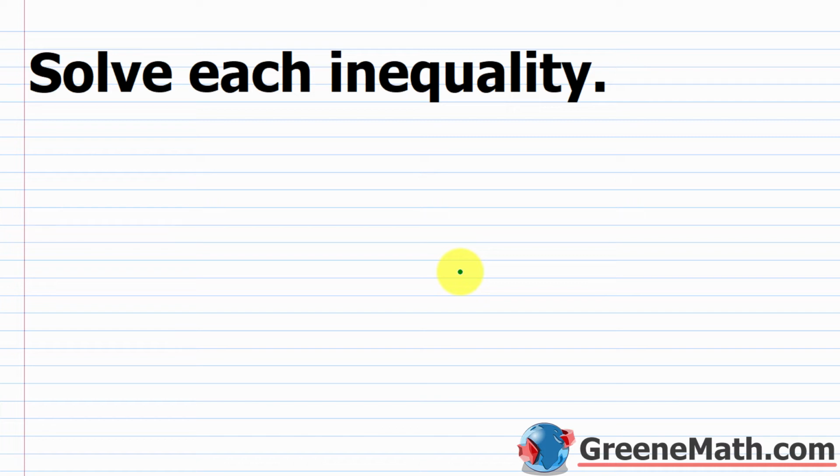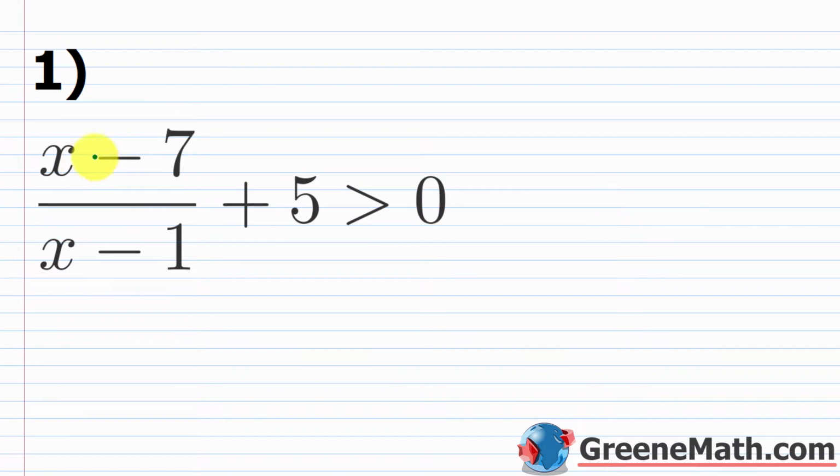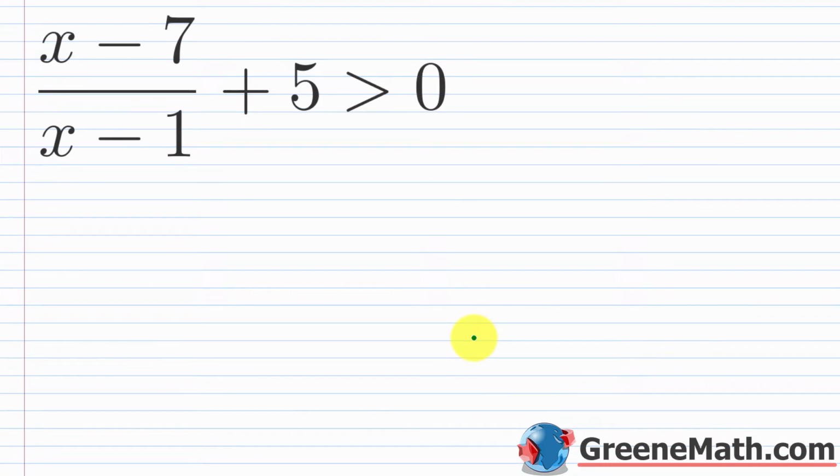All right, let's take a look at our practice test. We're told to solve each inequality. And for the first problem, we have (x minus 7) over (x minus 1), then plus 5, and this is greater than 0.